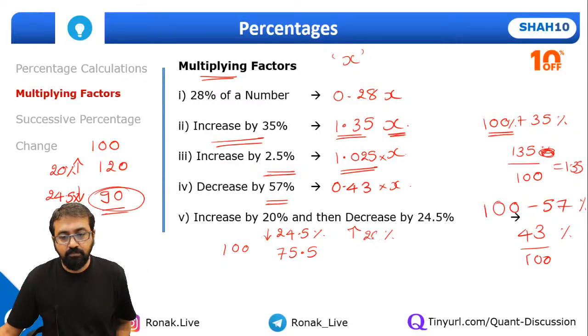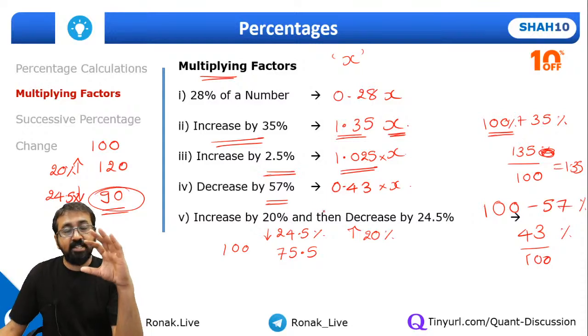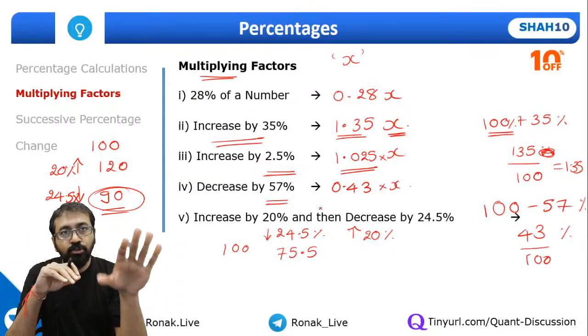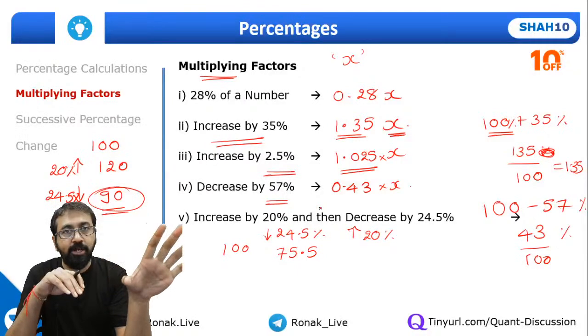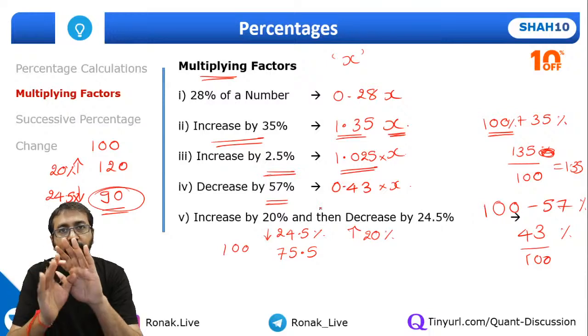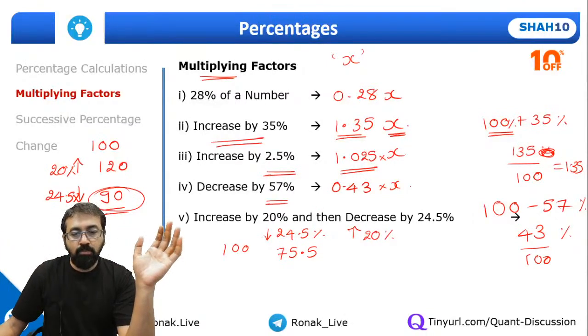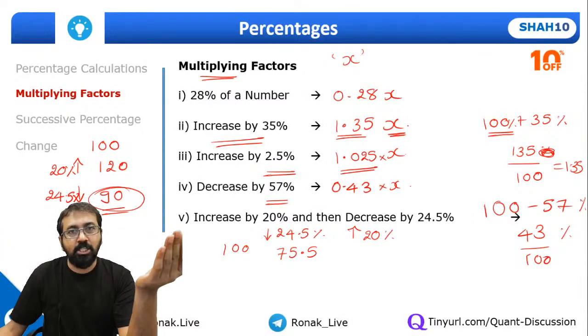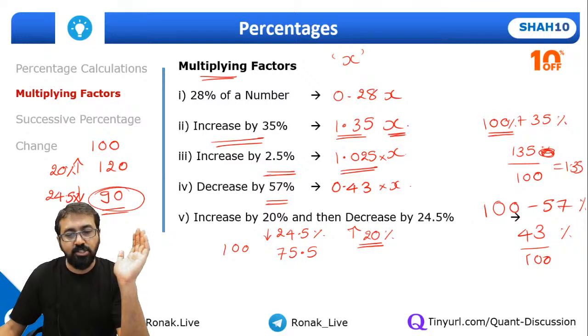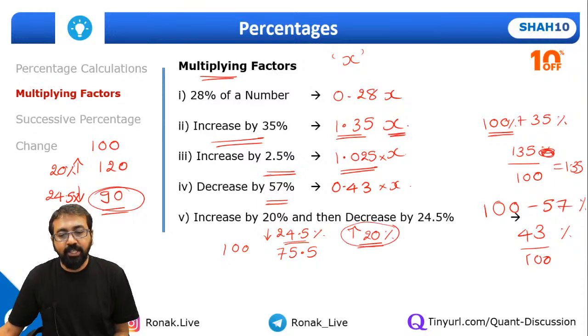20%. You know, in successive percentage changes, order doesn't matter. First you increase by 20% and then decrease by 24.5%, or vice versa. It will not matter, right? So I know that finding 10%, 20% of any number will be easy. So I'll keep that increase by 20% for the later stage. Right, everyone? So this will come out to be 75.5 and I decreased by 24.5%. Now I need to increase by 20%.